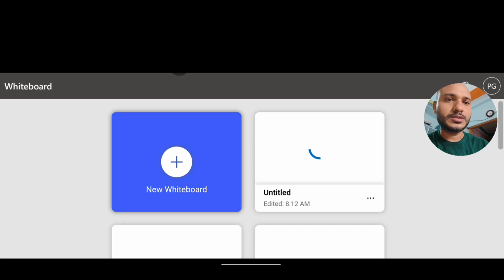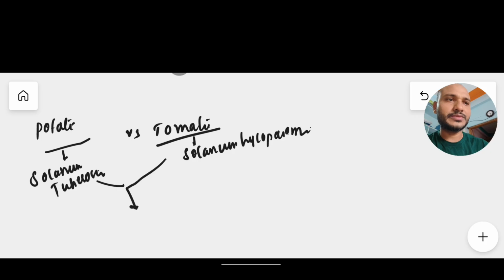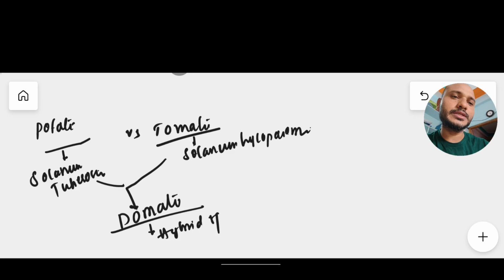Scientists developed one kind of species by crossing two different species: potato versus tomato. Here potato belongs to Solanum tuberosum, and tomato belongs to Solanum lycopersicum. By using these two different species and all these steps of somatic hybridization, finally we get a new hybrid plant. This Pomato is a hybrid species. This is the best example for somatic hybridization.